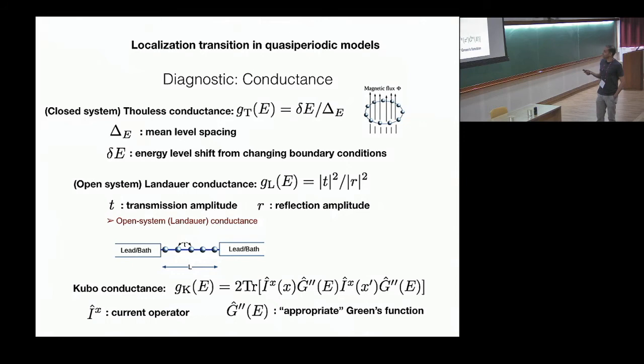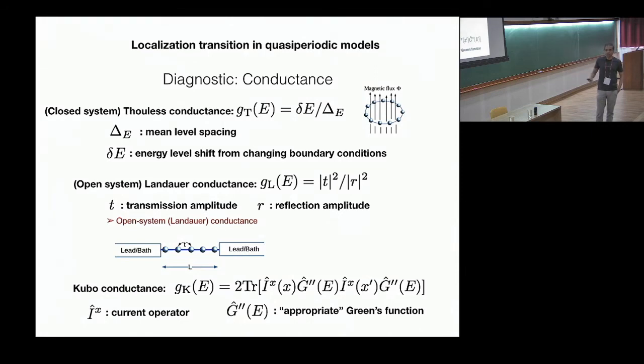Something called the Thouless conductance, which is a closed system conductance. When you're calculating or measuring this quantity, you don't connect any leads to the system. It's actually a closed system. What you do is change the boundary conditions of the system, which you can think of as threading magnetic flux. Then you look at how the energy levels shift when you go from periodic to anti-periodic boundary conditions, and how that shift compares to the mean level spacing. It turns out that you can define a notion of conductance by looking at this ratio. So this is one kind of conductance.